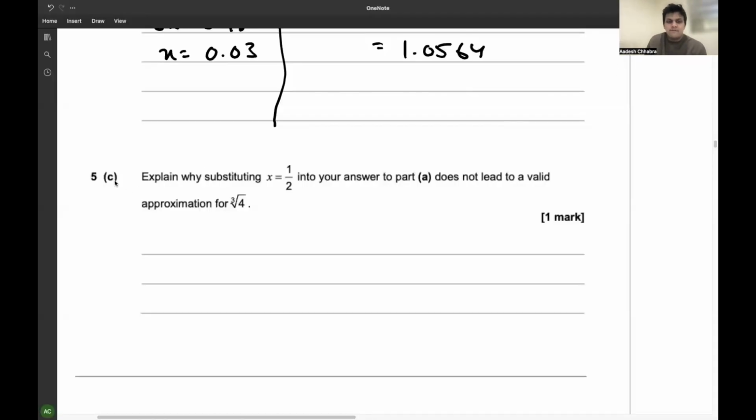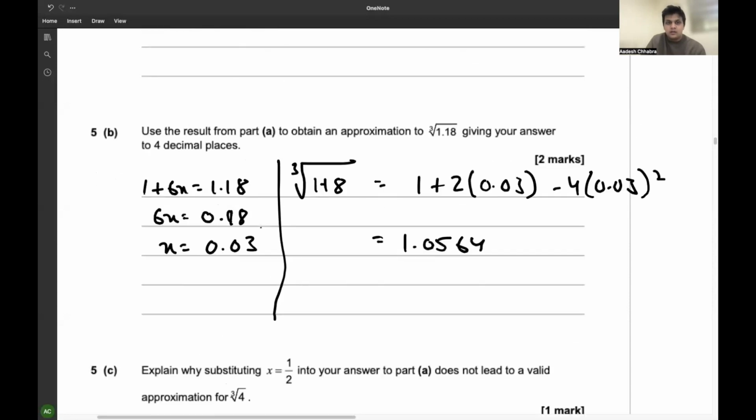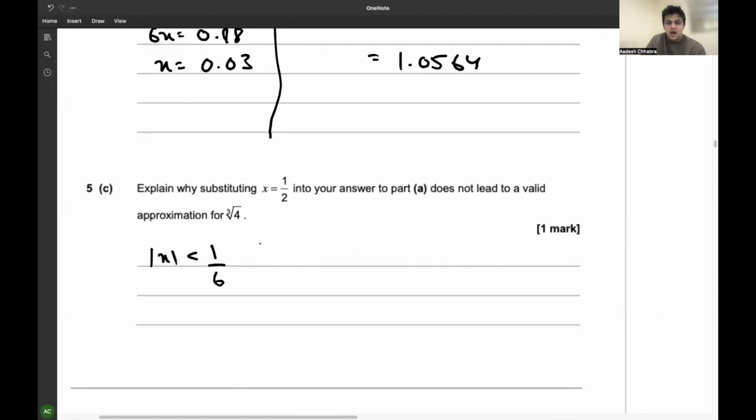So in question 5c, we've been asked to explain why substituting x is equal to half into our answer does not lead to a valid approximation for the cube root of 4. Well, this is simply because our approximation is only valid for the modulus of x being less than 1 by 6. And since a half is not within that constraint, it's not applicable. And hence that's our answer.